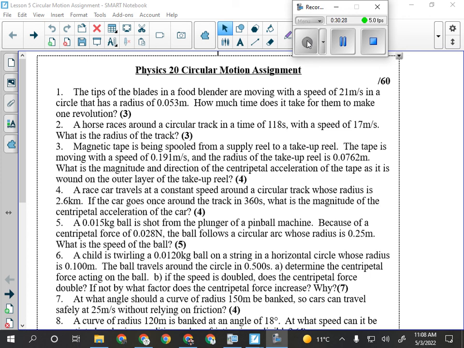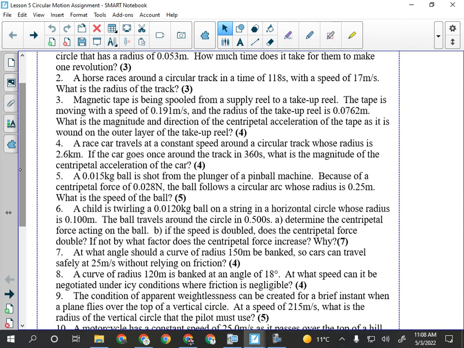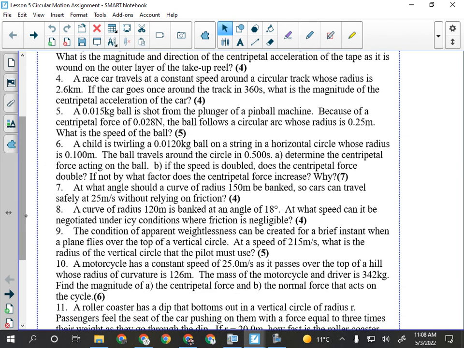Like I said, 1 and 2 are pretty straightforward. They're like the first things we went over in the unit: calculating period, frequency, stuff like that. Then we've got some centripetal acceleration stuff, so that would be 3 and 4. And then number 5 is a very basic centripetal force question. Same with number 6.